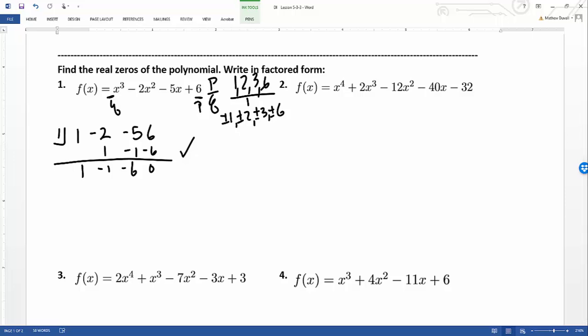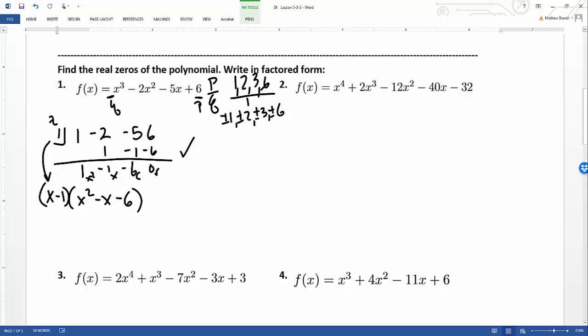So what I have now is x minus 1. That comes from that, right? Because this is my 0. My 0 is 1. So my factor is x minus my 0, which is x minus 1. And then here, if that's my remainder, I have x squared minus x minus 6.